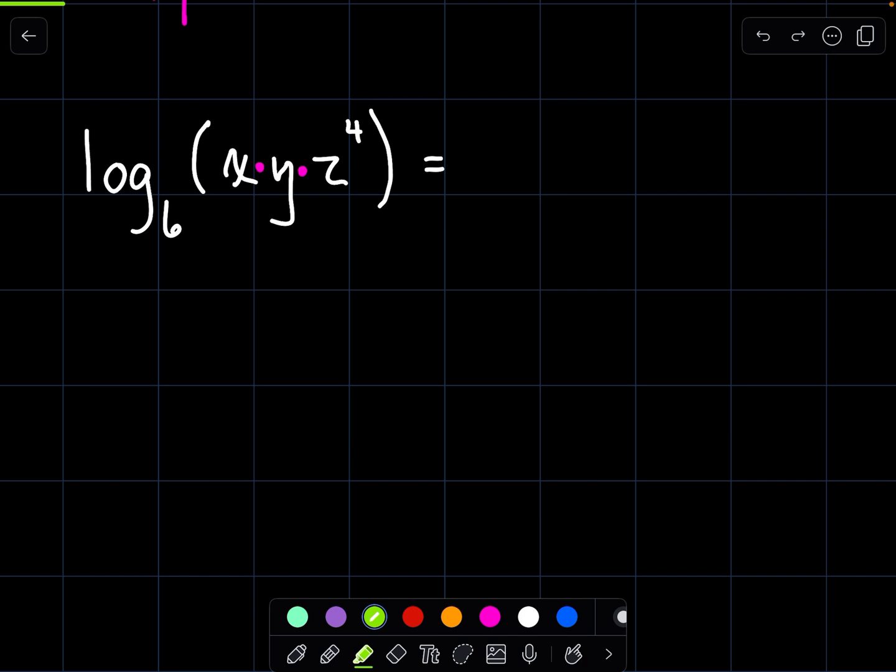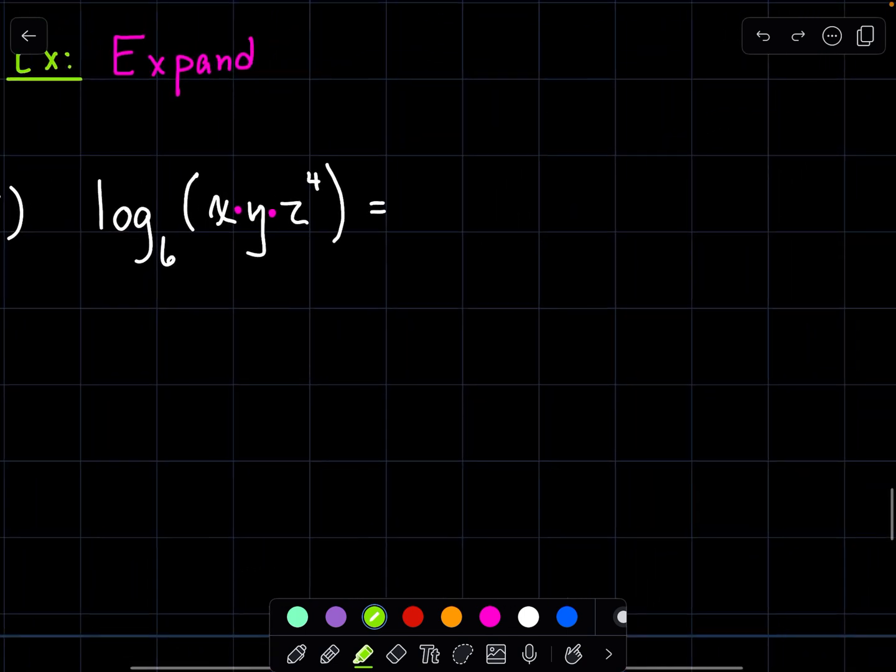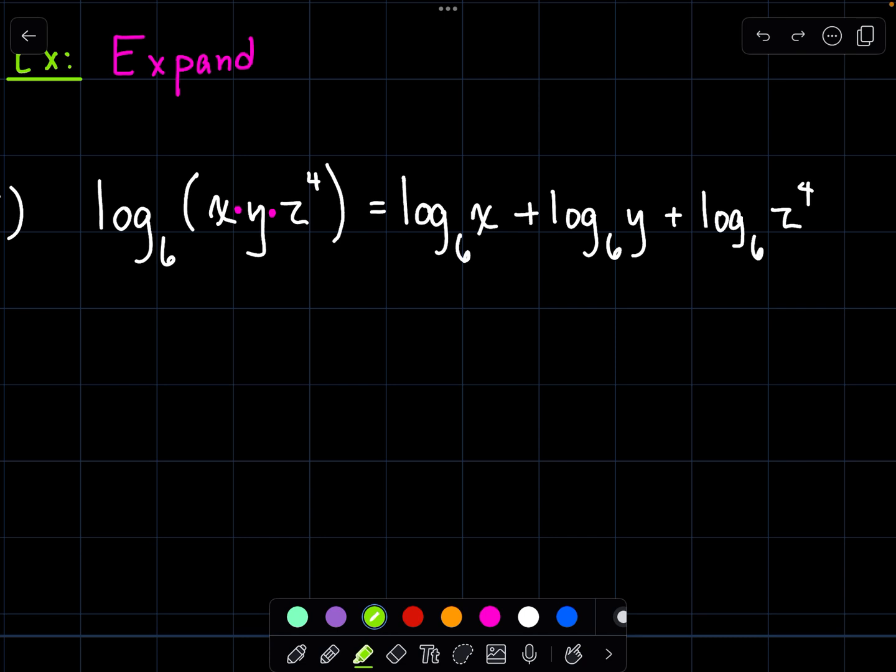We've got x, y, and z. As long as there's products between them or multiplication between them, each one of those terms can get its own individual log. So x, y, and z to the 4th each get their own log. You can put a plus sign between them. After you apply the property there, I want you to look at each log that we have individually and ask yourself the question, could I apply any more properties of logarithms?